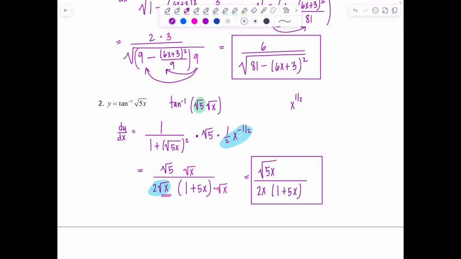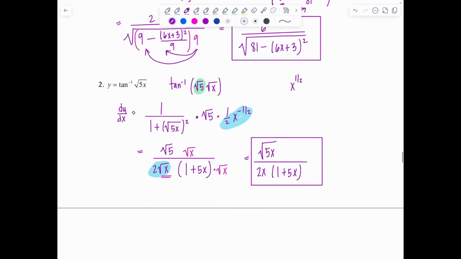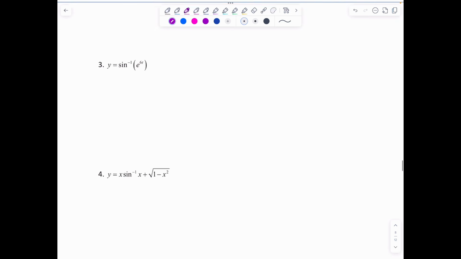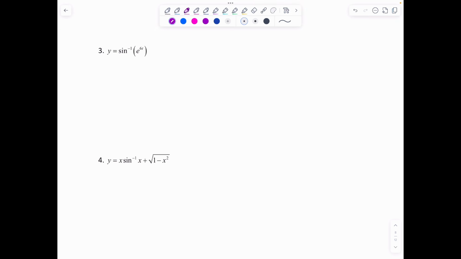Okay, let's look at some more. Ooh, my very favorite problem's coming up. Not this one, the one after. Okay, y equals sine inverse of e to the 6t. Ooh, you should pause the video, do this one on your own. This one's a good knowledge check moment.